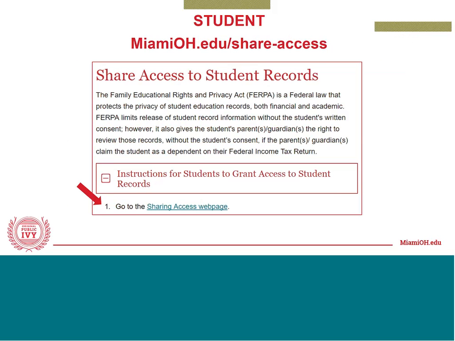All right, now that we've talked a little bit about FERPA, we're going to take a look at how students can go about granting access, as well as how family members may request access. Students can grant access to authorized users by logging into the Sharing Access web page on the OneStop website. The student will need to provide a valid and current email address for any individual they wish to add.